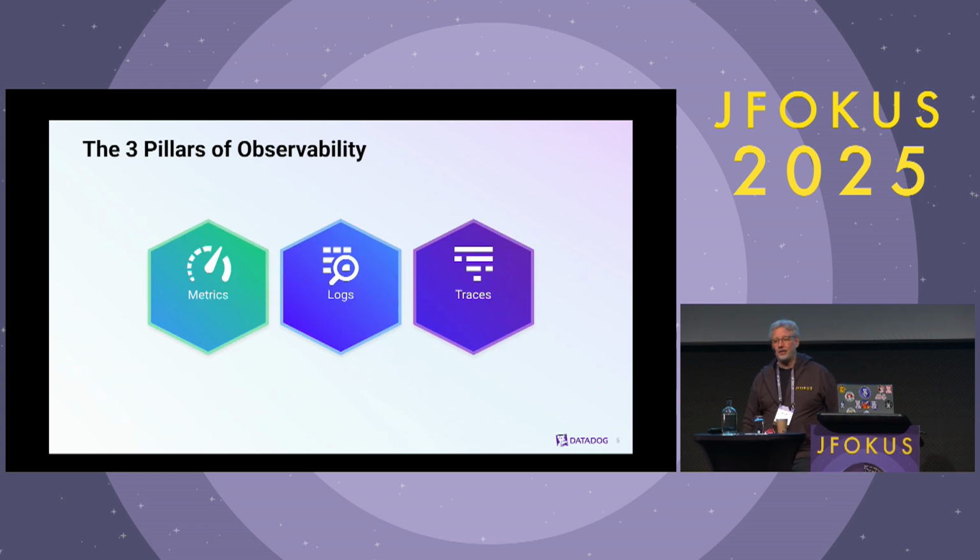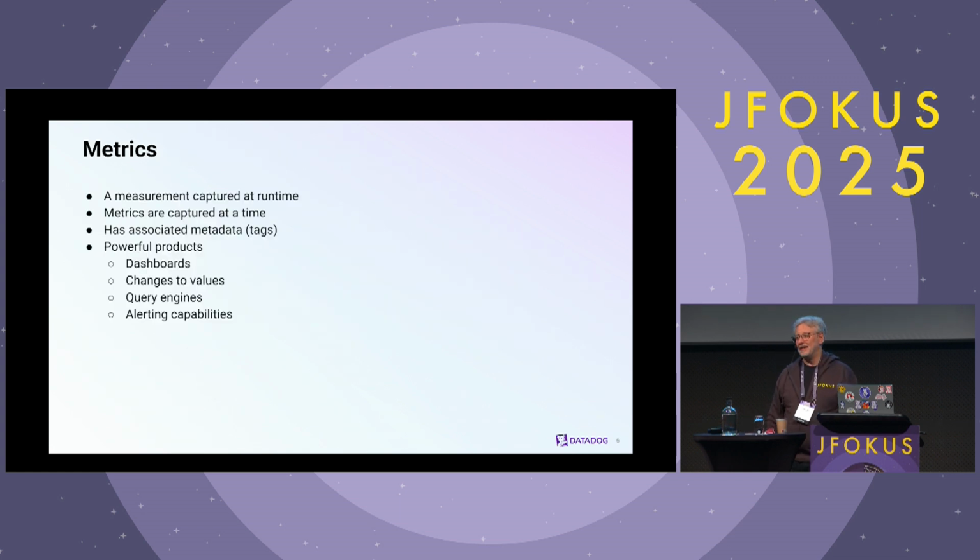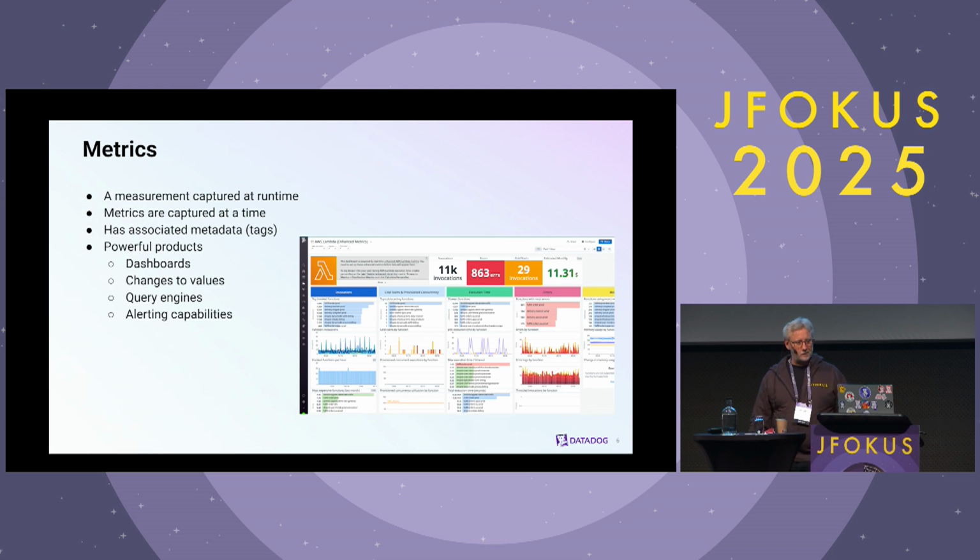So today there are three pillars of observability that are widely recognized. You have metrics, logs, and traces. This is a talk about the profiling part, but I might as well just quickly tell you about these. So a metric is a measurement captured at runtime. You have a time associated with that metric. It has some associated metadata so that you can filter or aggregate that data in different ways.